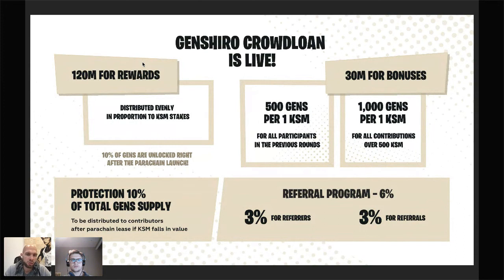In this relation, I wanted to also touch on special bonuses that we'll be introducing within this campaign. Please follow our announcements. We'll introduce something very special very soon. There will be expectedly weekly bonuses to boost up the crowdloan campaign, and the next batch of bonuses will be announced as soon as the beginning of next week.